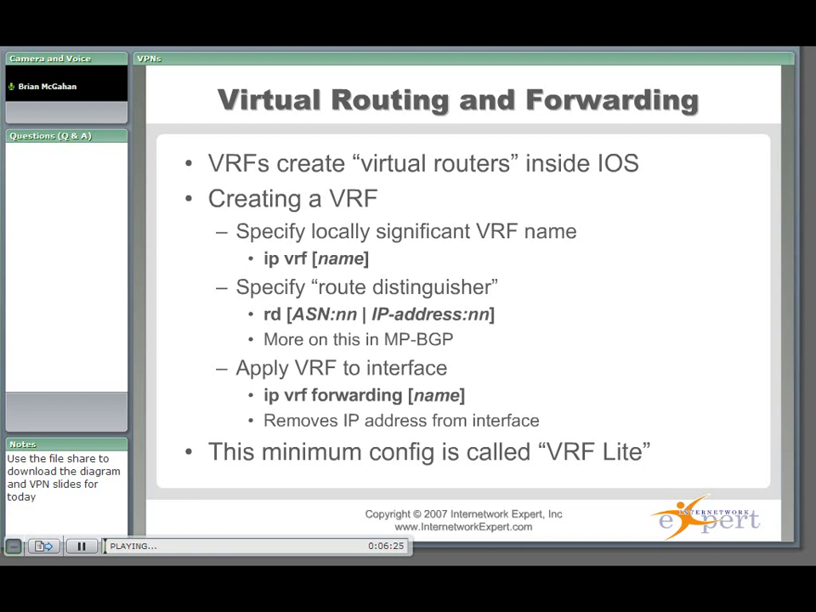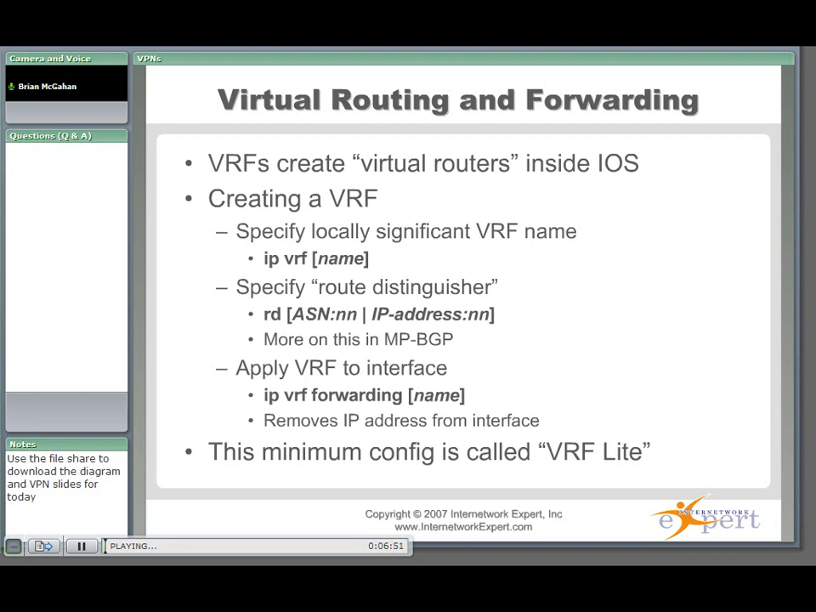Now, the main tool in the IOS that is going to enable us to use the MPLS VPN functionality is a feature known as a virtual routing and forwarding instance, or a VRF. What a VRF simply is, is a logical instance of the routing table inside of the IOS. So if we have different customers in different VRFs, they're essentially going to have different routing tables.